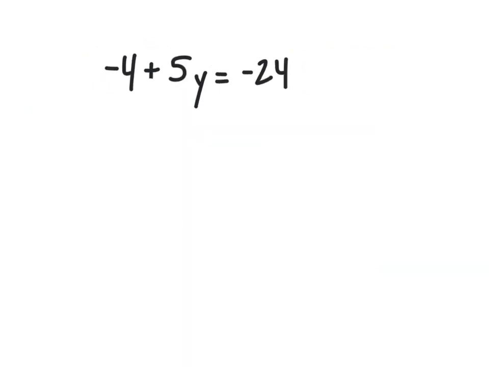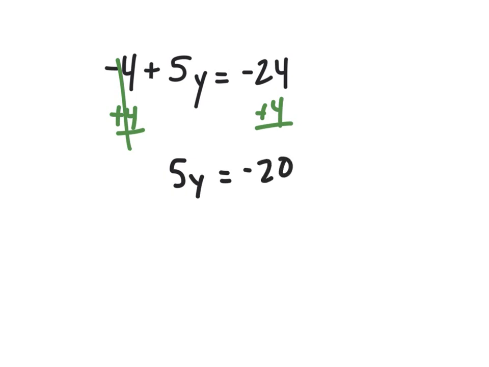So here's that equation. Negative 4 plus 5y equals negative 24. We just need a couple inverse operations here. We're going to add 4 to both sides. That way this will cross out. I get 5y equals negative 20. And then, yeah, again, we divide by 5. And this time we get y equals negative 4. That's supposed to be y equals negative 4. Let's try that again.